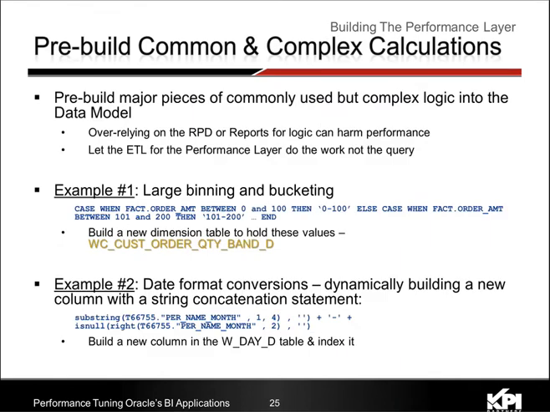Pre-building common and complex calculations. A very common problem is people rely too much on the repository and the query to do the work. Let's pre-build some of that work. The first example that's very common is binning and bucketing. If you see there in blue, case when, and there's a range that's done on order amount, and we put an actual text value of 0 to 100. Well, pre-build that into a table. If you're familiar with the BI apps and configuration files, this is done like crazy everywhere. But if you have new requirements, please follow the same approach and build those into their own small table, create a new key for them and link them in. That way the database does not have to process all this logic at query time.